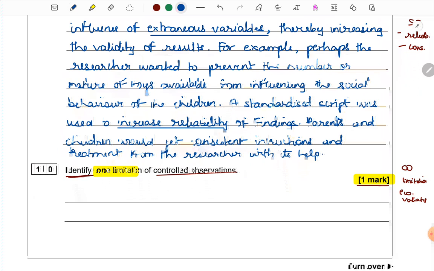How we should write is: one limitation is that they reduce the ecological validity of results obtained.